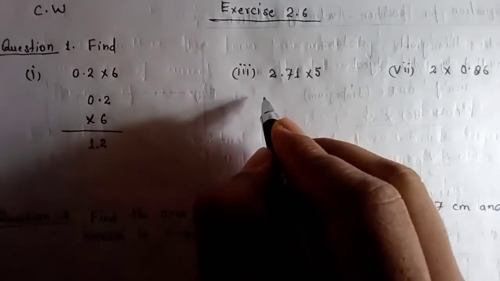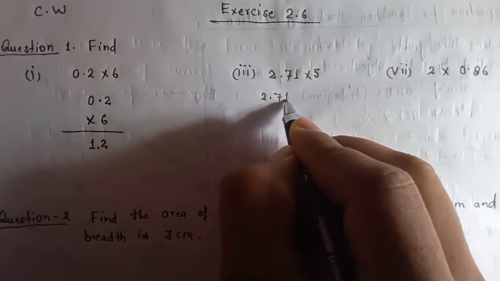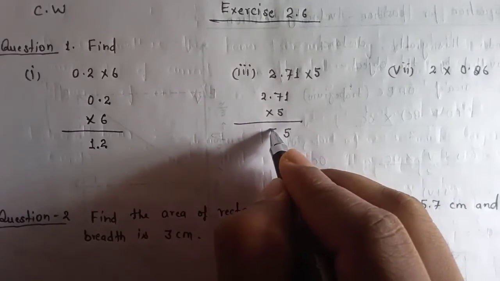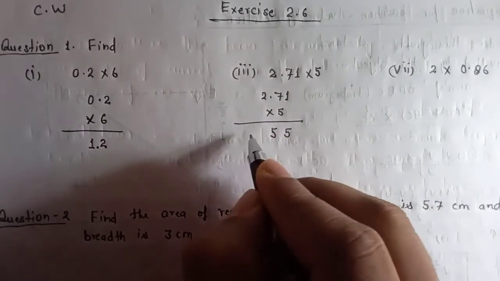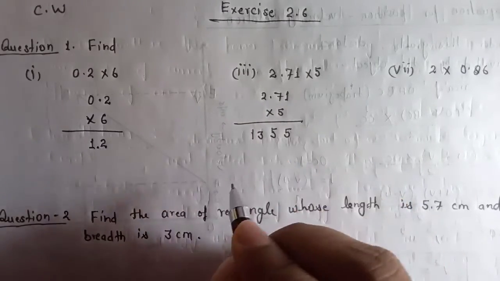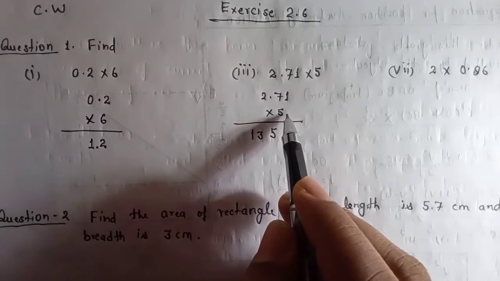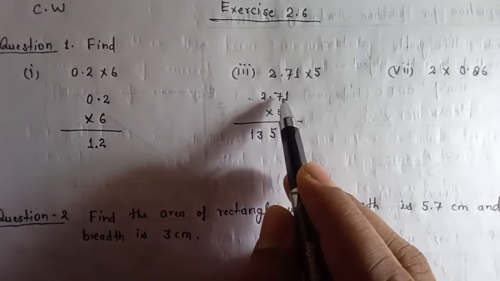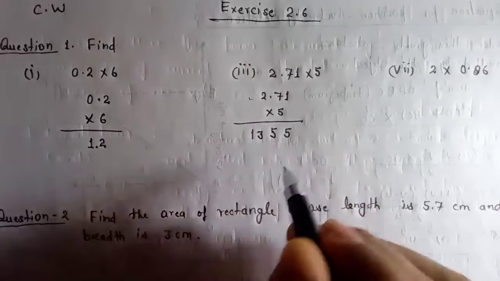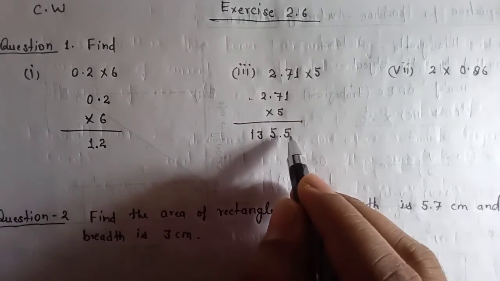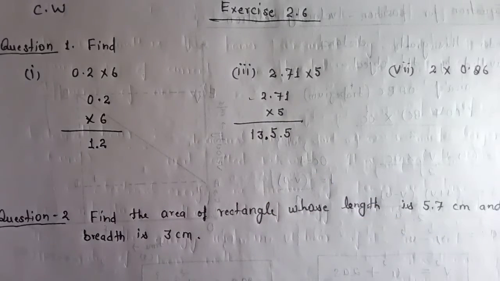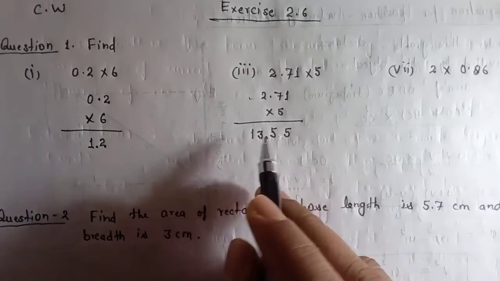In this question, again write 2.71 and multiply this by 5. 5 times 1 is 5, 5 times 7 is 35, write 5 carry 3, 5 times 2 is 10, plus 3 is 13. Now you can see there is no decimal sign with 5, but the sign is with this number, and there are two numbers available after the decimal point. After counting 2, 1 2, this number 13.55 is the answer. Here keep one thing in your mind, this is not called thirteen point fifty-five. Never say this, say thirteen point five five.